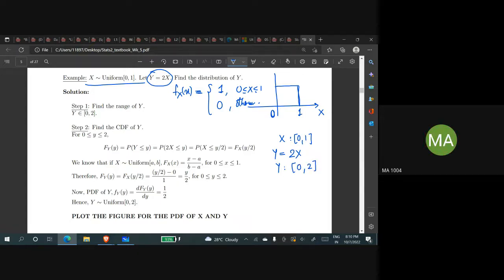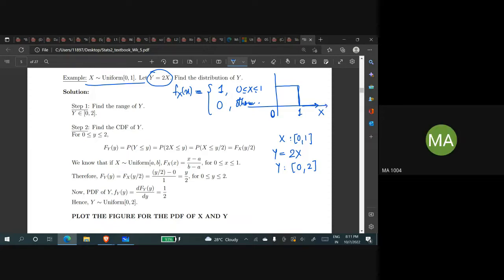Saying the distribution of y, we are interested in finding its CDF. You want to know what the distribution of y is going to be. Okay. So basically, what you will do is, now you know y lies between 0 to 2. So let's try it here only.